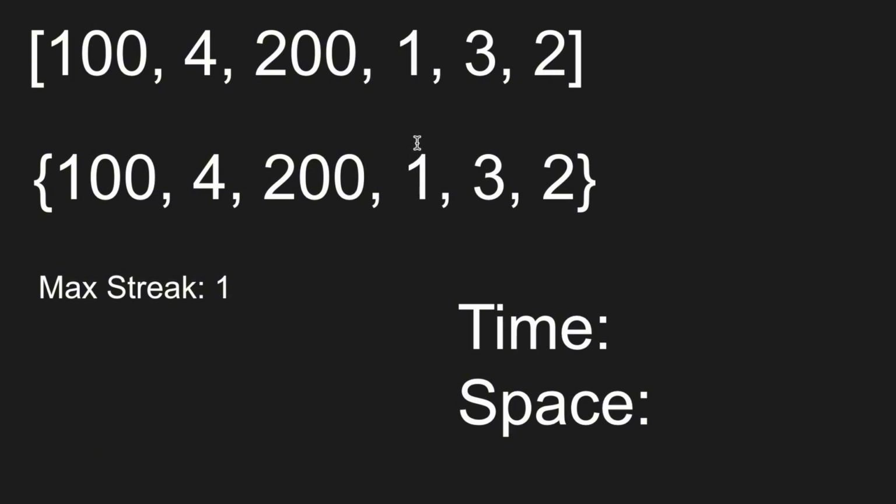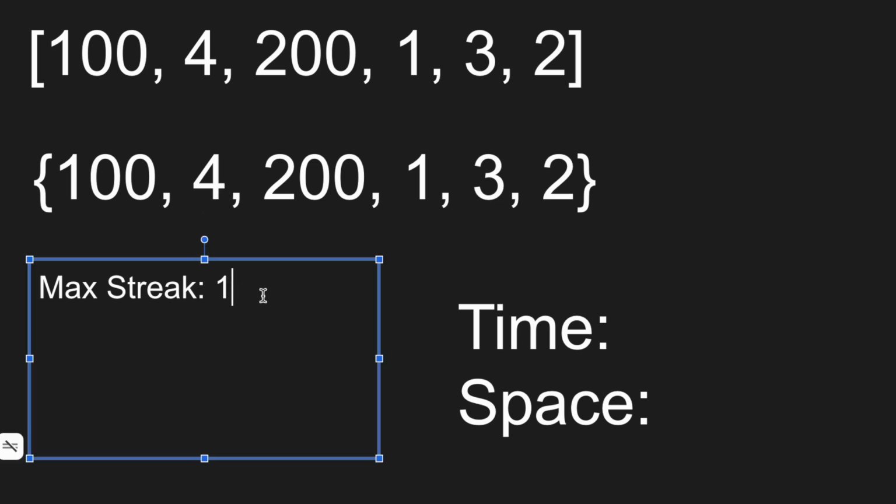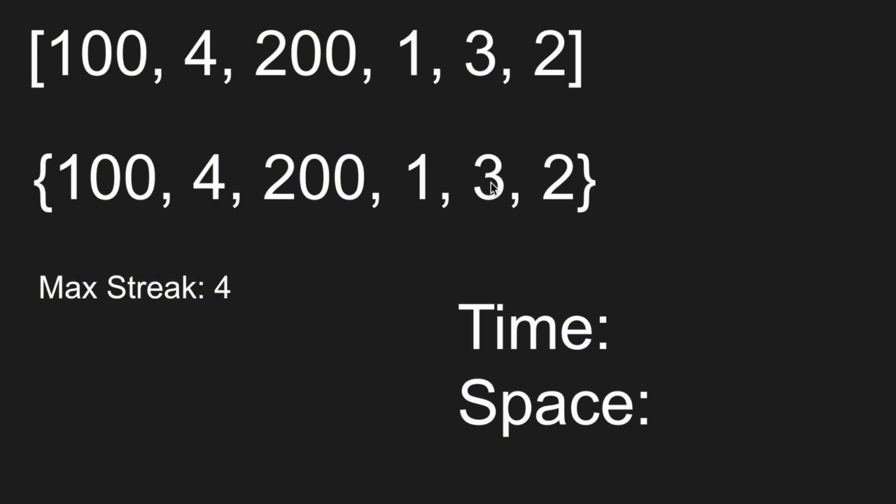1 minus 1 is 0, not in the set, so we can check this one. 1 plus 1 is 2, 2 plus 1 is 3, 3 plus 1 is 4, 4 plus 1 is 5, not in the set, and the streak of that was 4. And now we look at 3. 3 minus 1 is 2, 2 is in the set, so we skip it. Now we look at 2. 2 minus 1 is 1, 1 is in the set, so we skip it.